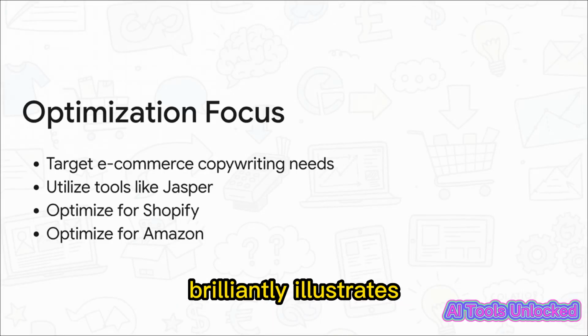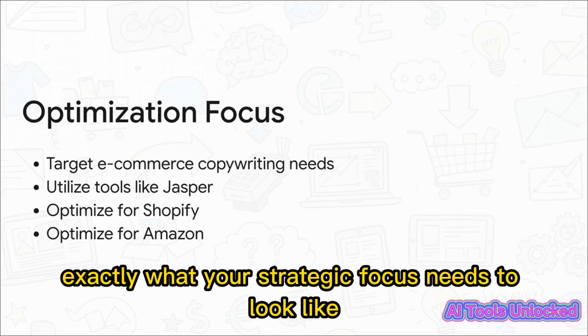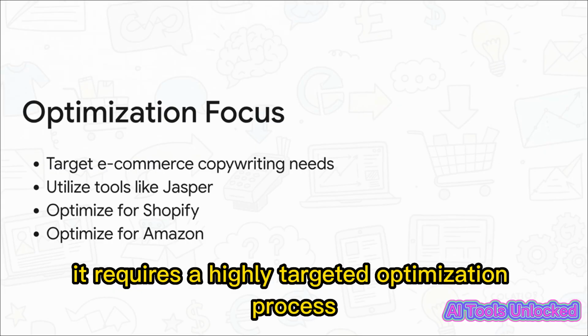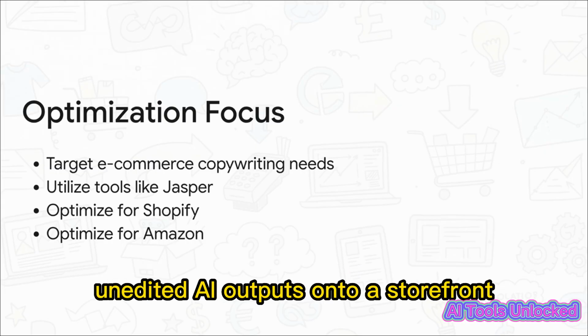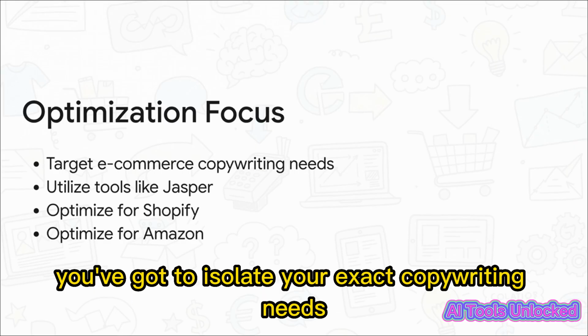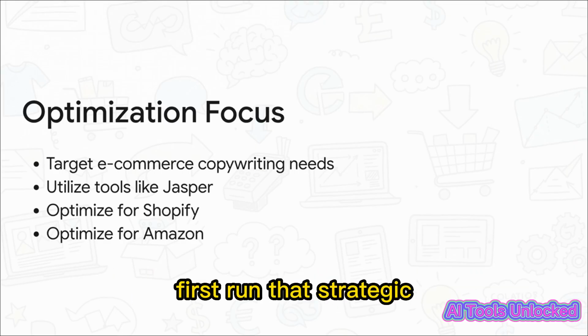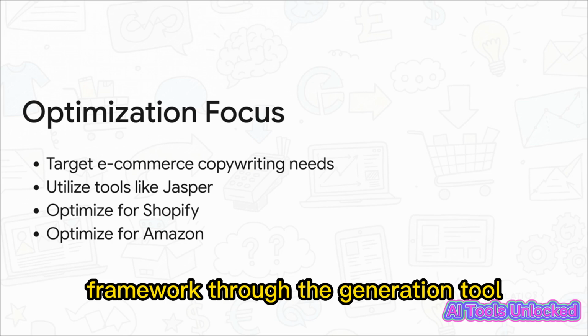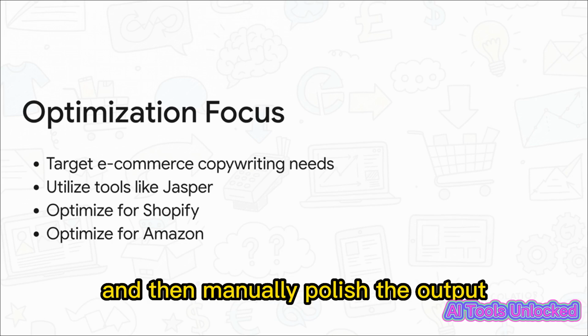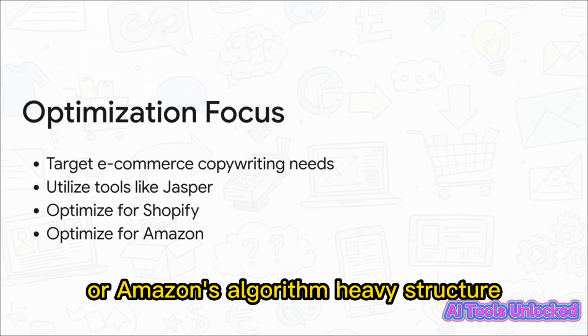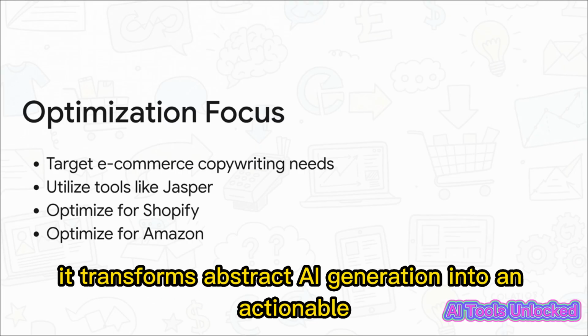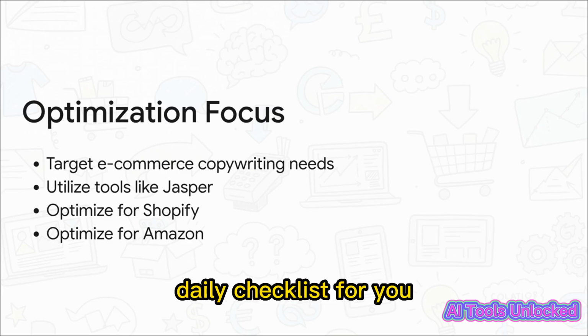And this brilliantly illustrates exactly what your strategic focus needs to look like. It requires a highly targeted optimization process. You really can't just throw raw, unedited AI outputs onto a storefront. You've got to isolate your exact copywriting needs first, run that strategic framework through the generation tool, and then manually polish the output. That ensures it aligns perfectly with either Shopify's brand-centric feel or Amazon's algorithm-heavy structure. It transforms abstract AI generation into an actionable daily checklist for you, the seller.